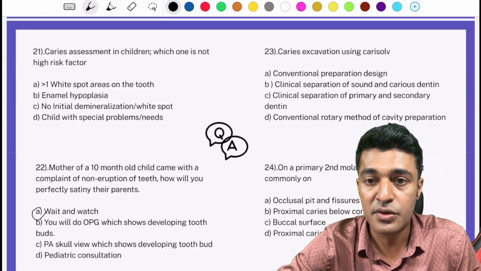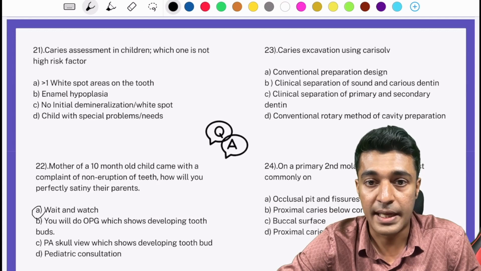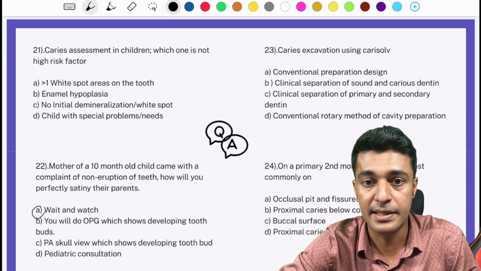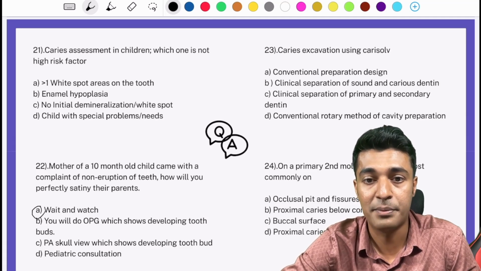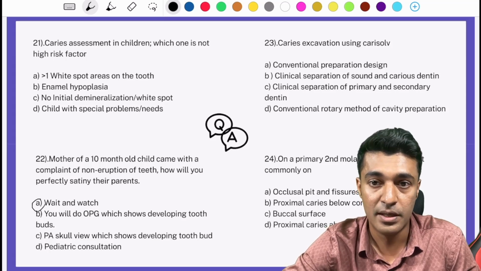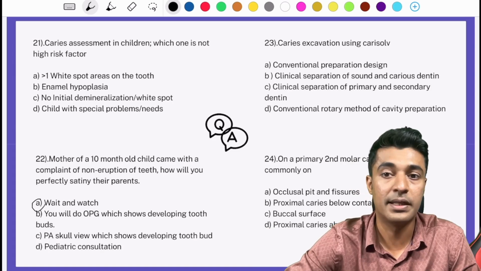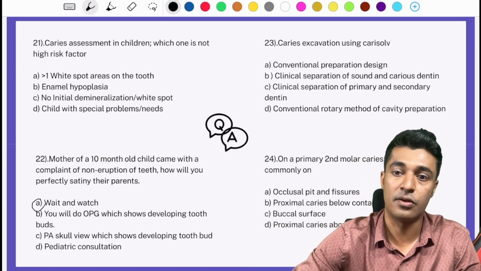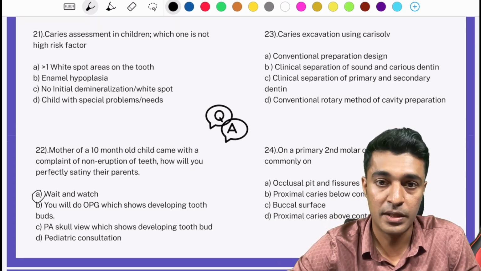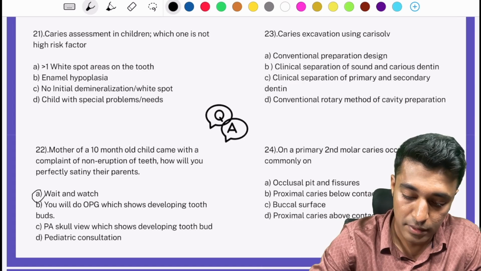Caries excavation using Carisolv. Option A, conventional preparation design. Option B, clinical separation of sound and carious dentin. Option C, clinical separation of primary and secondary dentin. Option D, conventional rotary method of cavity preparation. So use of a chemomechanical method like Carisolv is a clinical separation of sound and carious dentin. So the answer is option B.